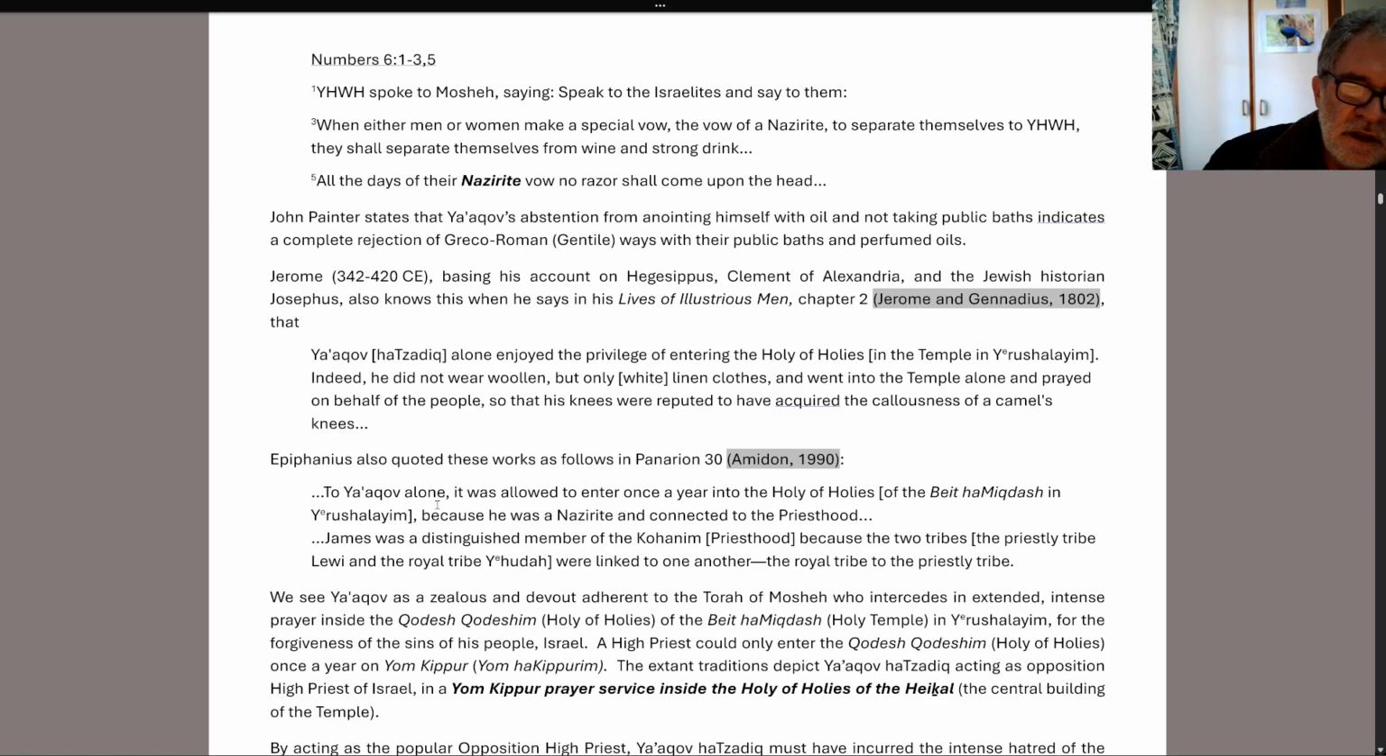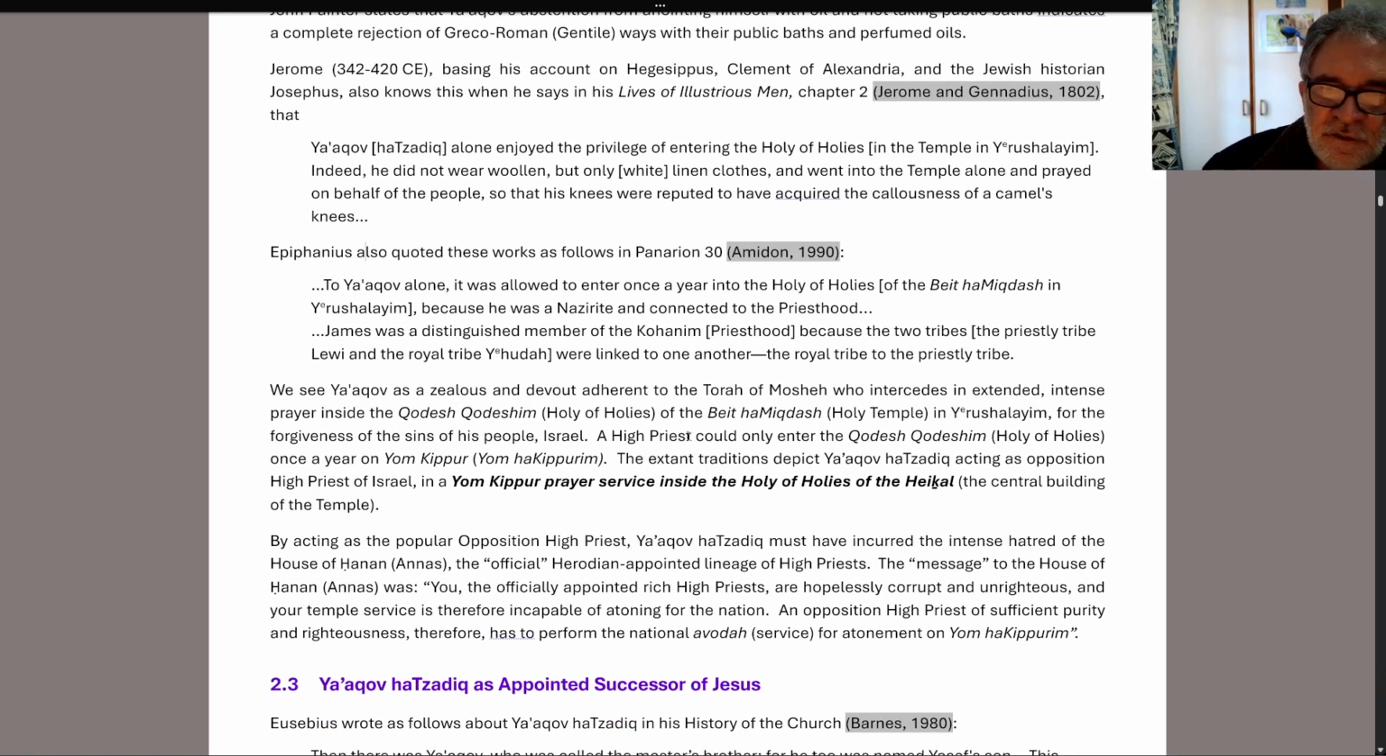So we see Yaakov as a zealous and devout adherent to the Torah of Moshe, who intercedes in extended, intense prayer inside the Kodesh Kodeshim of the Beit HaMikdash for the forgiveness of the sins of the people. A high priest could only enter the Kodesh Kodeshim once a year, on Yom Kippurim. The extant traditions depict Yaakov HaTzadik acting as opposition high priest of Israel in a Yom Kippur prayer service inside the Holy of Holies of the Heichal. The Heichal is the central building of the temple of the Beit HaMikdash.